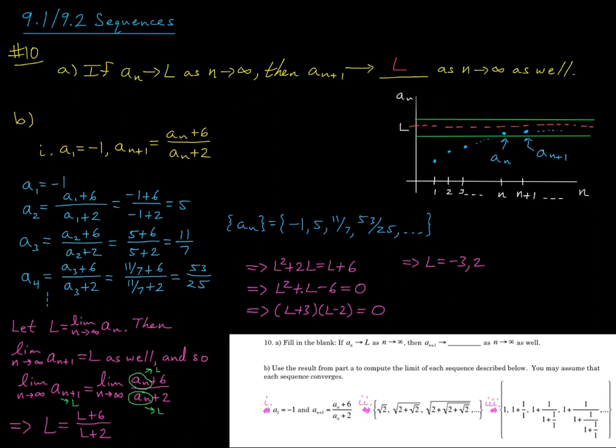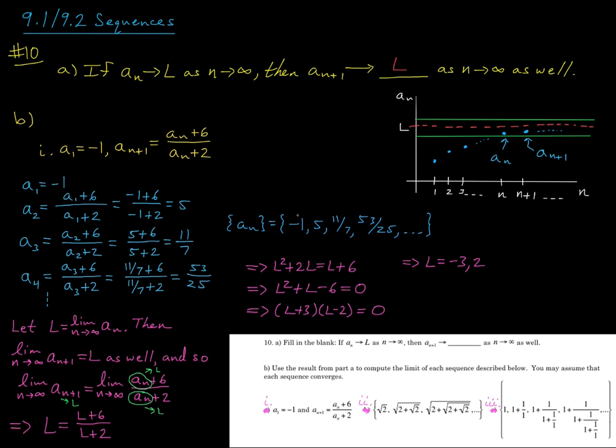This quadratic expression on the left happens to factor, which is great, and we get these 2 solutions. L is -3 and 2. Now, a sequence cannot converge to 2 different limits, right? So one of these values is valid for us and another is not. So which one is valid?